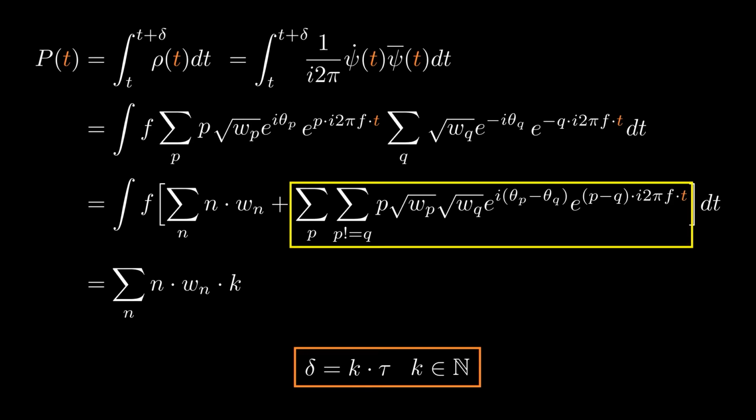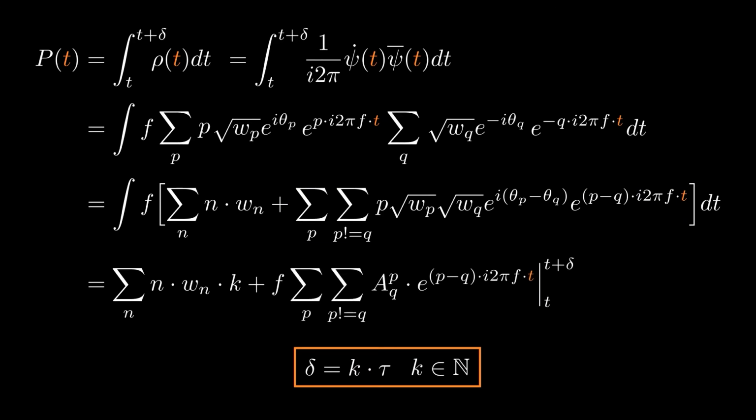The second part of the integral is comprised of the summation of many exponential functions. The antiderivative of an exponential function is itself multiplied by a constant. Note that we simplify the antiderivative by folding all the constants into a single constant, denoted as a pq. We can evaluate the resulting expression in the interval between t plus delta and t.